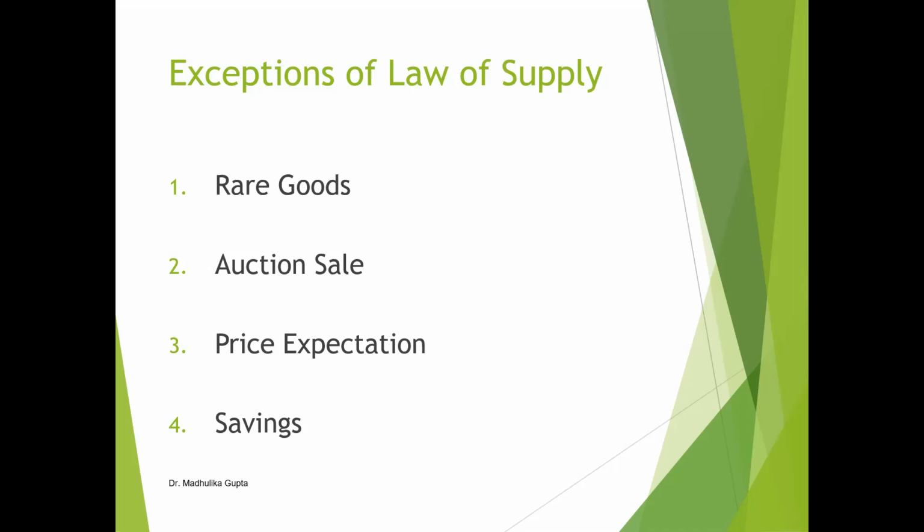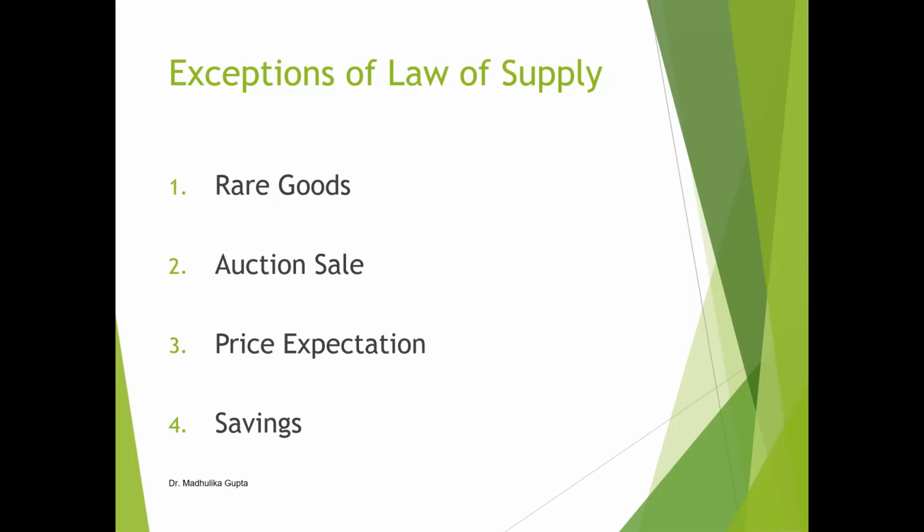So the first one is rare goods. In the case of rare goods like postal stamps of various countries, coins, rare pictures, paintings, and antiques, supply is always fixed, whatever the price of the good. That supply will be constant. For example, a person who has a hobby of collecting rare stamps will not offer them to anybody even at higher prices. Hence, the law is not applicable in the case of special hobbies of people.